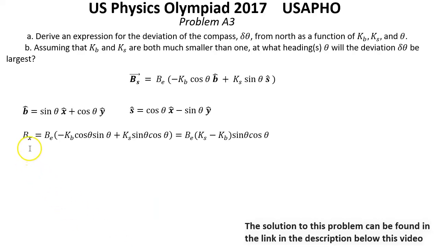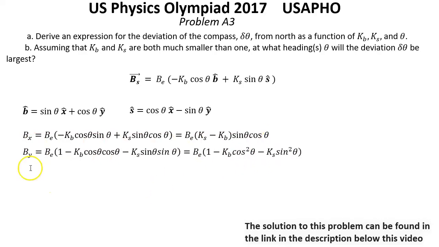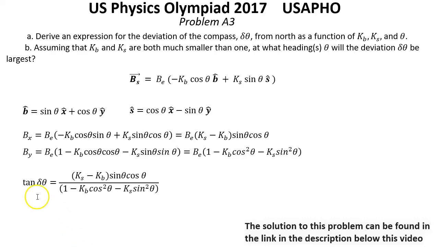Now we can insert them in this expression for vector BS and find the projections of this vector. In the X direction we have Bx equal to this expression, and in the Y direction we have this expression. Here we also added the magnetic field from Earth, BE. And now to find the deviation, we just find the tangent of this angle. Tangent delta theta equals this relation. This is the answer for question A.